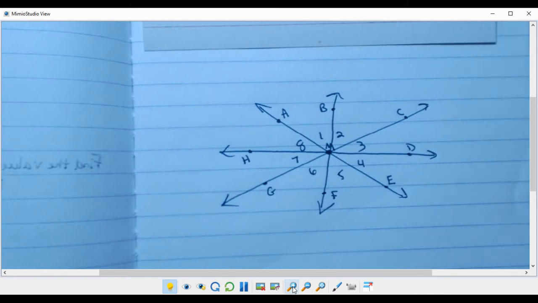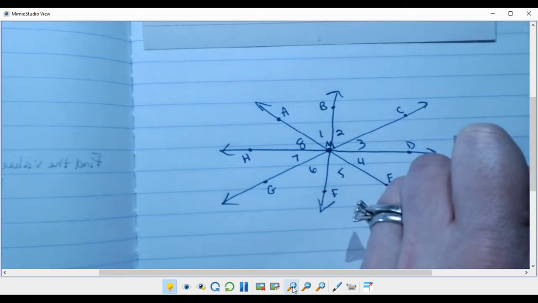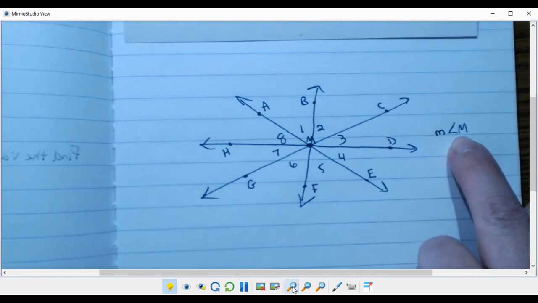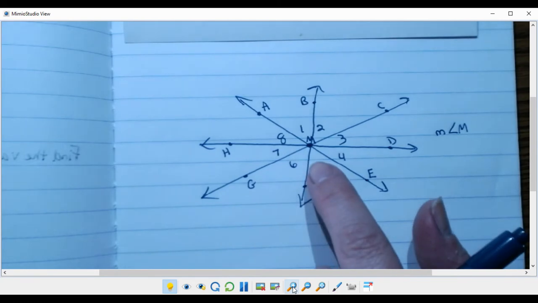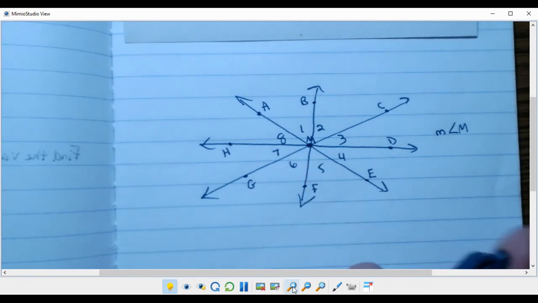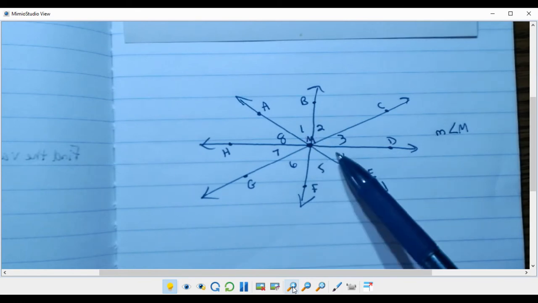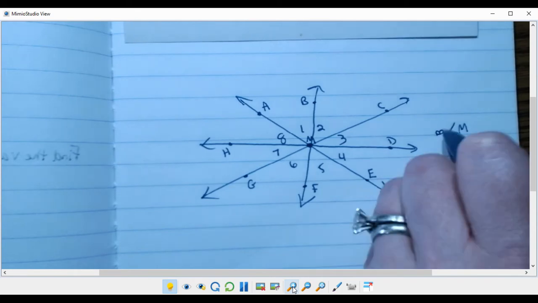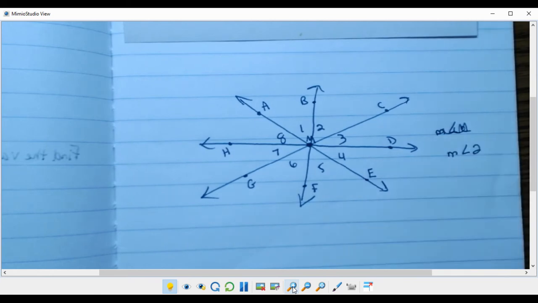If I simply said the measure of angle M, okay, which would be denoted by a little m for measure, the angle symbol, which is like a slanted capital L, and then the letter that I'm trying to use, the measure of angle M, I don't know what angle M is, right? Because M could be here or here or here or here or here. So in this case, I cannot use a single letter. I would have to be much more specific and say, I want to know the measure of angle 2. Well, there's only 1, 2 on here.